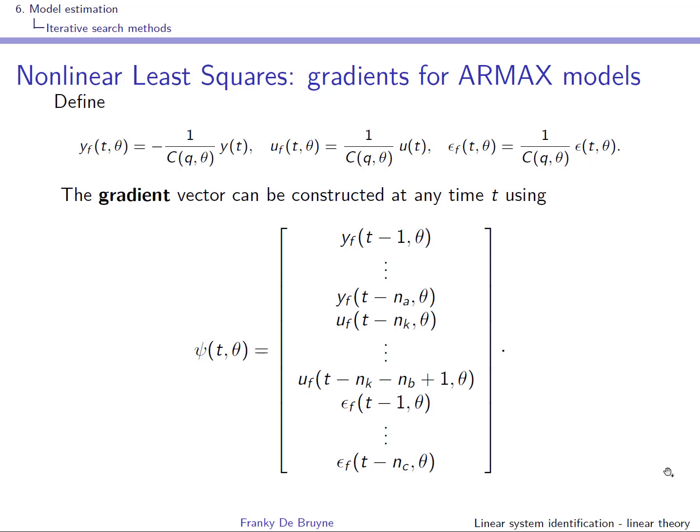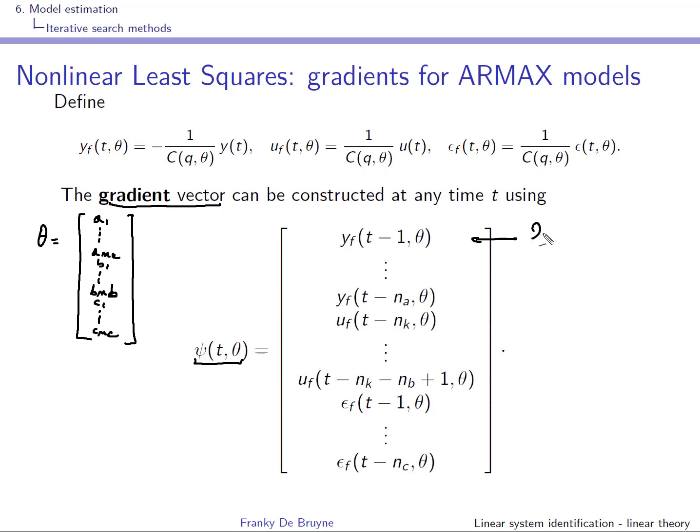So we can now obtain the gradient vector psi t theta. Remember that the order of the variables in the vector theta is as follows: a1 up to ana, b1 up to bnb, and c1 up to cnc, right? So this explains that over here you have really the partial derivative of the one step ahead prediction with respect to a1, right?